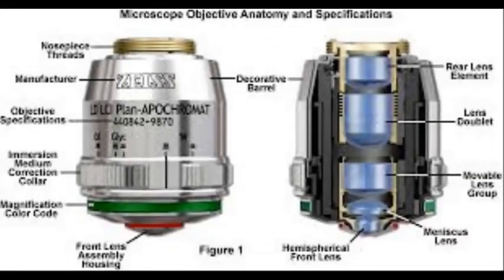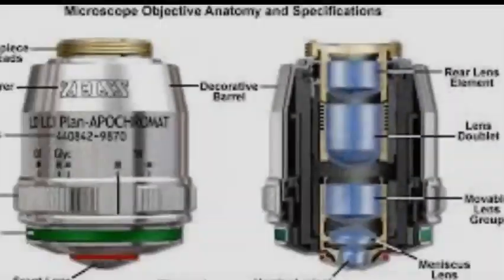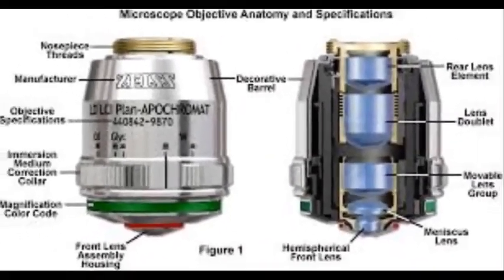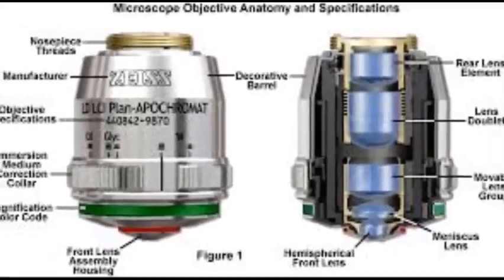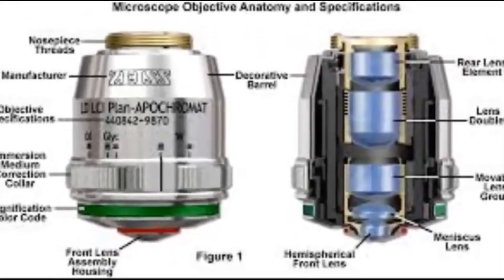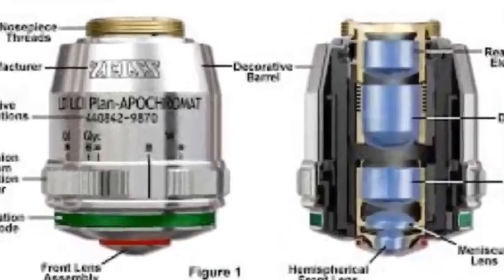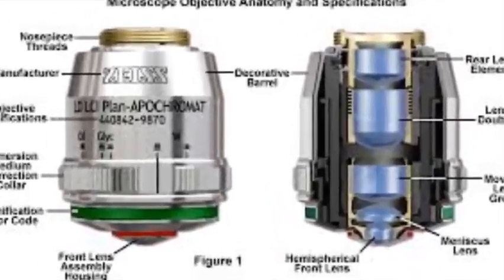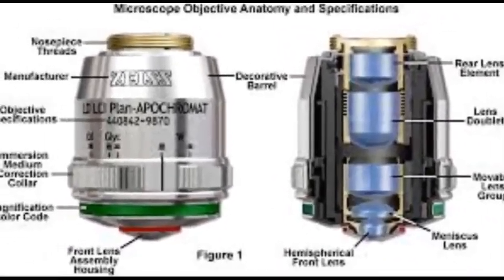Objective lenses. Objective lenses are the primary optical lenses on a microscope. They range from 4 times to 100 times and typically include 3, 4, or 5 objective lenses on most microscopes. Objectives can be forward-facing or rear-facing.